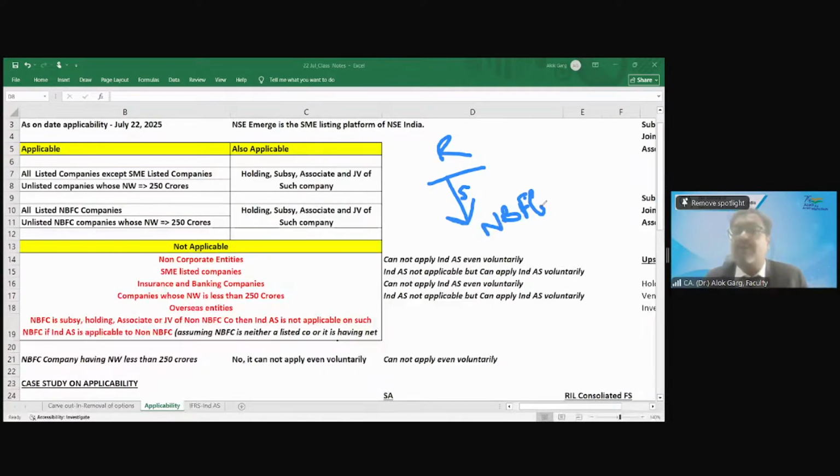So even the notification says that if Ind AS is not applicable to NBFC company, why? Because it is not a listed entity or its net worth is less than 250 crore, then Ind AS is not applicable to this NBFC just because of relationship with Reliance. That means Ind AS is not applicable to NBFC company just because of relationship with the non-NBFC company. If the relationship is with an NBFC, then Ind AS will apply, but if the relationship is with a non-NBFC, then Ind AS will not apply. Is that clear? Clear, not clear?